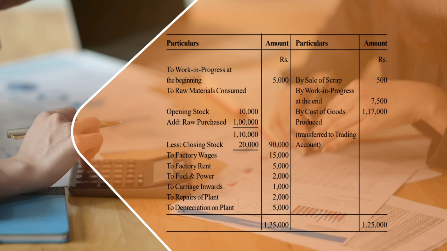The total of the credit side is 500, sale of scrap, and work in progress at the end, 7,500. So the total is 8,000. If we subtract 8,000 out of 1,25,000, we arrive at cost of goods produced, 1,17,000. So this amount will be transferred to the trading account. This cost of goods produced will be transferred to the debit side of the trading account.